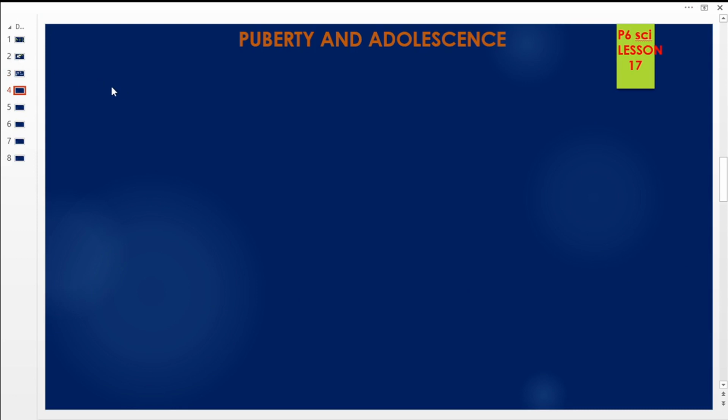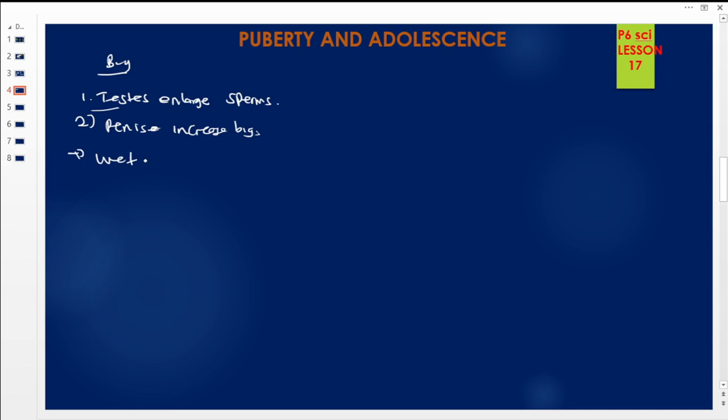So let us start with the boys. In boys, there are mainly 2. 1, the testes enlarge and they start to produce sperms. And 2, the penis increases in size, it becomes big. What shows that now you are producing sperms is the experiencing of wet dreams.